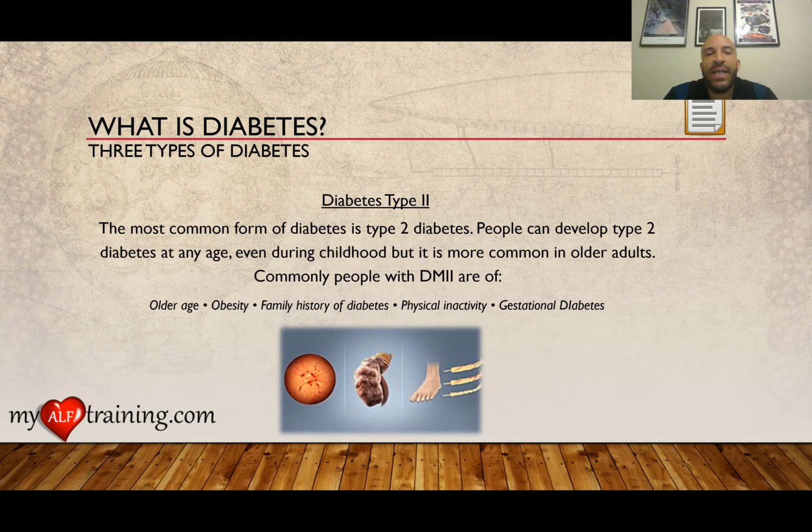Commonly, people with diabetes type 2 are older, they're obese, they have some type of familial history of diabetes, they're generally physically inactive, and they may have had gestational diabetes. And I'll touch on what gestational diabetes is in a moment. But I just want you to note these characteristics of diabetes type 2. So these patients are generally physically inactive, obese, it's in their genes, and they're a bit older. So we're working against all of these odds. And on top of that, now they have this disease which is going to be with them.